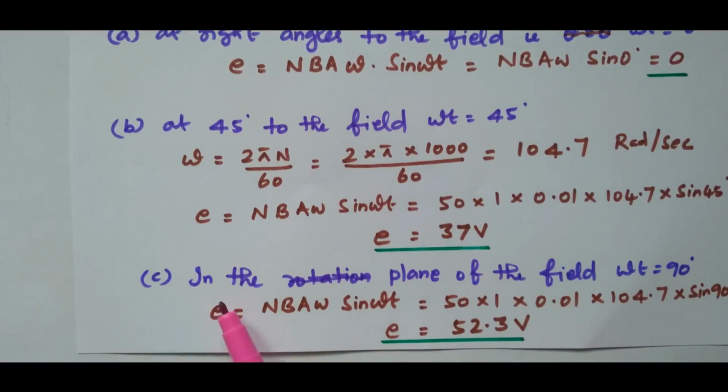Now for rotation in the plane of the field, that is omega t equal to 90 degrees. The same thing we can substitute: n B A omega into sine 90 degrees. All the values are substituted. Sine 90 is equal to 1. So by simplifying this, we got E equal to 52.3 volts. Now we got the induced EMF for all three cases: right angle, 45 degrees and 90 degrees.